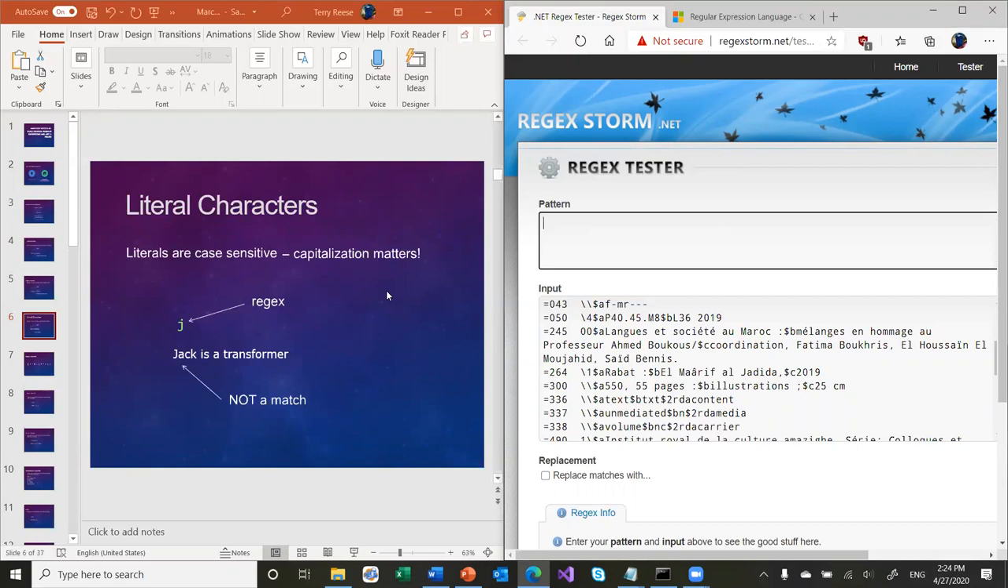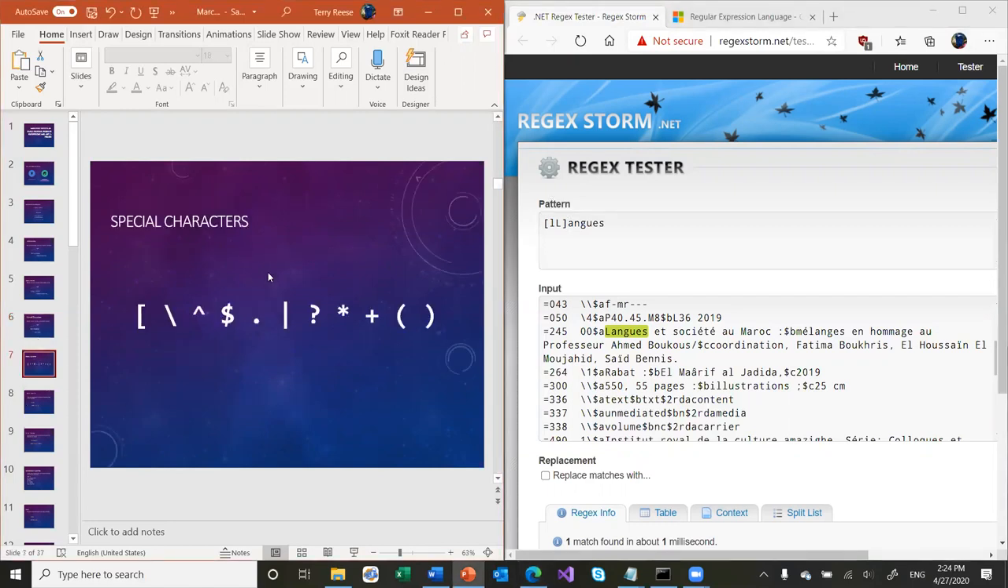So if you're searching for literals and you wanted to find words like language, and you wanted it to be upper or lower case, and you actually wanted to target one particular value, this is where we get into, and we'll see in a minute, using grouping constructs to set ranges of characters that are allowed.